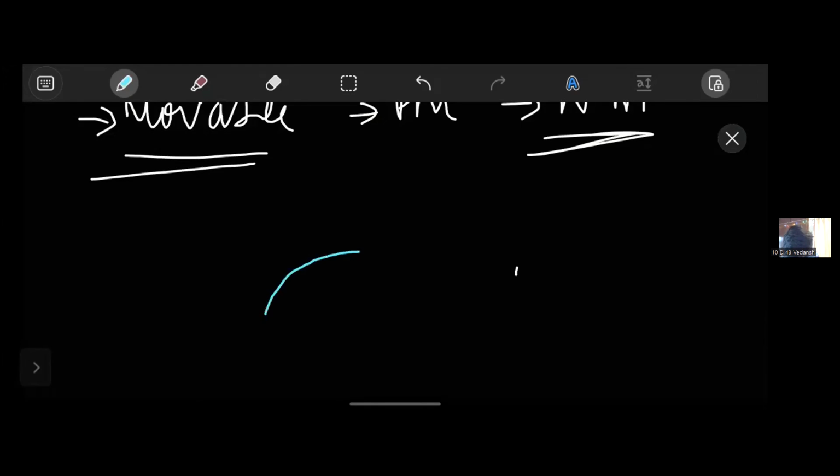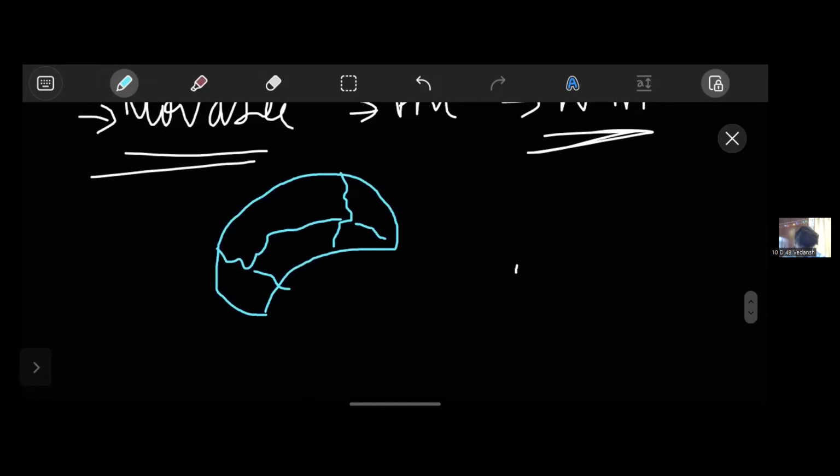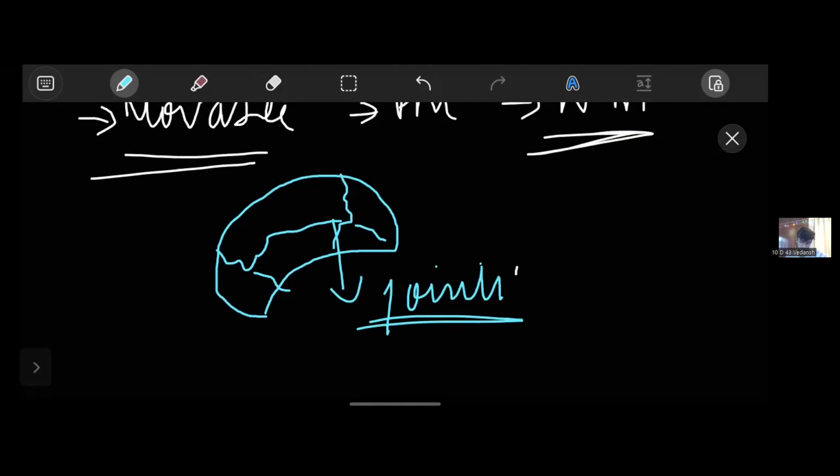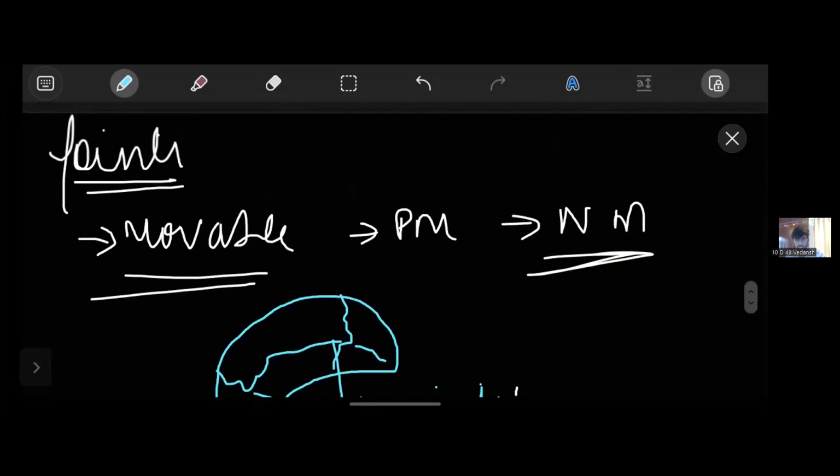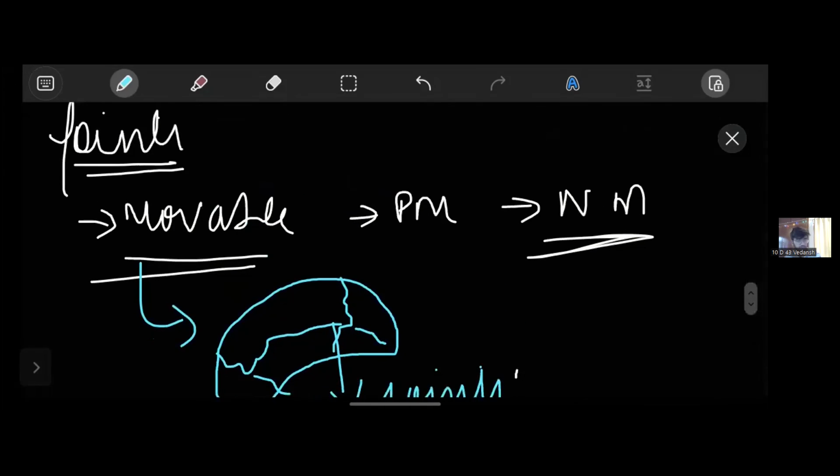This is how your skull looks like. So you have the first bone from here, then you have a bone over here. These are the 1, 2, 3, 4, 5, 6 bones of your skull. So these are the joints, examples of immovable joints. I won't tell you the name right now because it is not required.